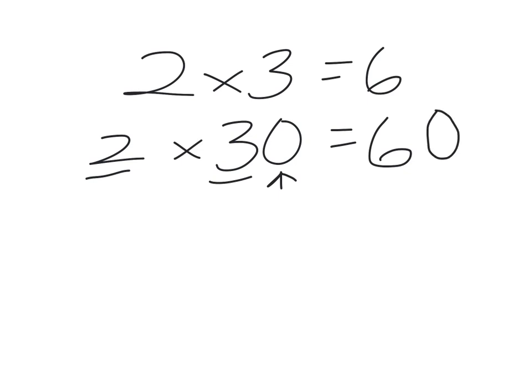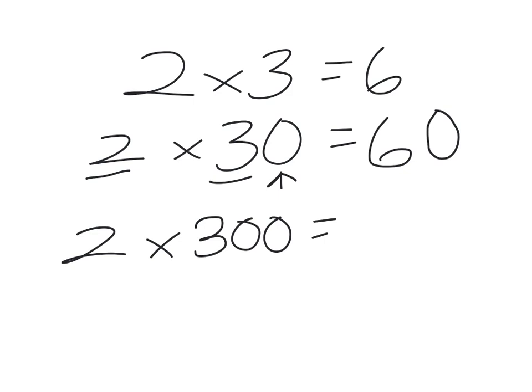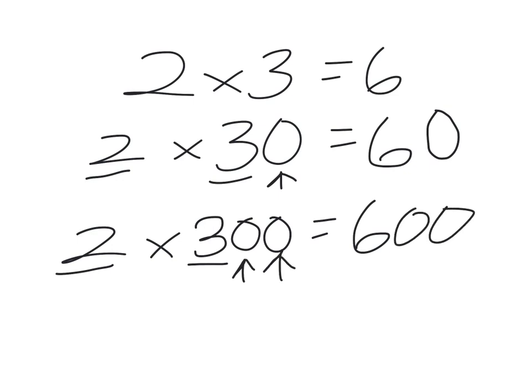Similarly, you know that there's a trick where if you take 2 times 300, you don't have to, nor do you have time to, make 300 loops and groups with 2 dots in each one. You can just take 2 times 3, which equals 6, and tack 2 zeros onto it to equal 600.